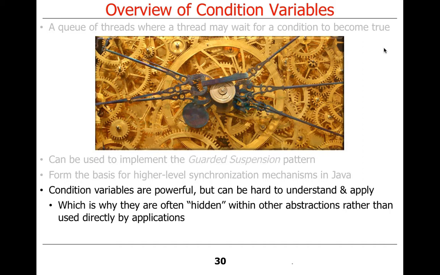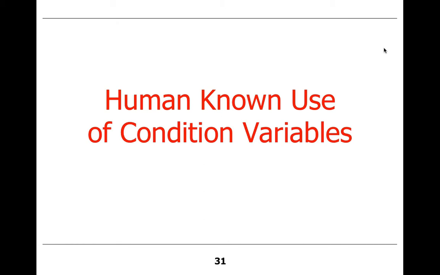And in fact, as we'll see when you look at Android, that's really the way it is. There's almost no uses of condition objects anywhere except in the libraries that provide the higher level abstractions for concurrency control. All right, human known use of condition variables.